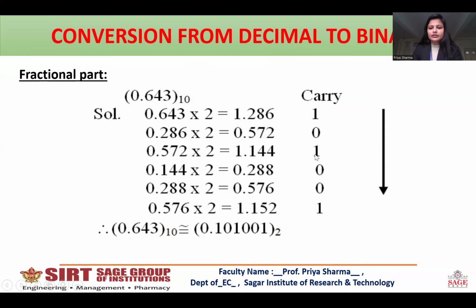So we have continuously multiplied, and this is the whole part. From here, we write from top to bottom. In the integer part we wrote from bottom to top, but in the fractional part we write from top to bottom. So 101001 is the binary equivalent of the decimal 0.643.